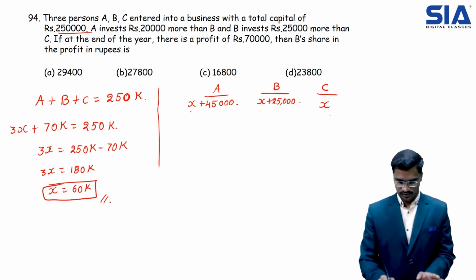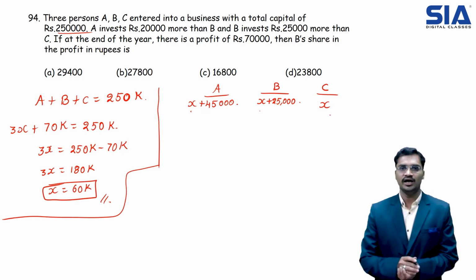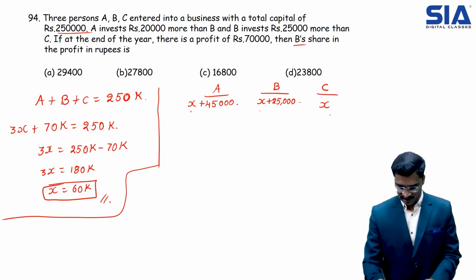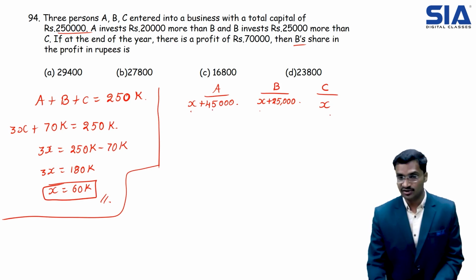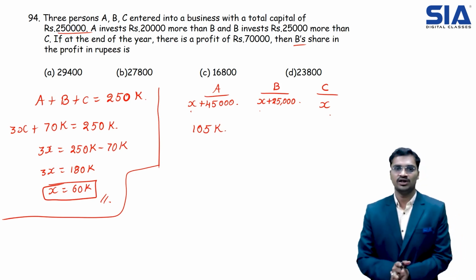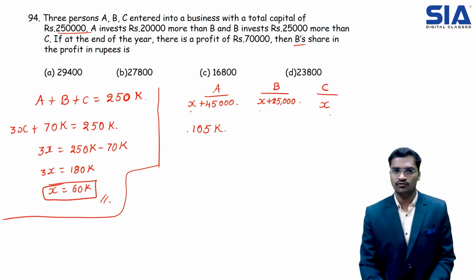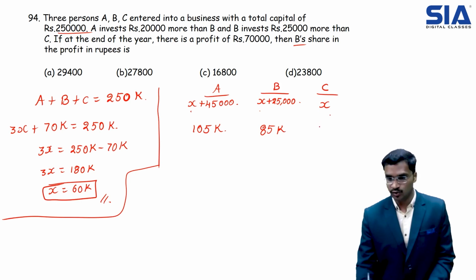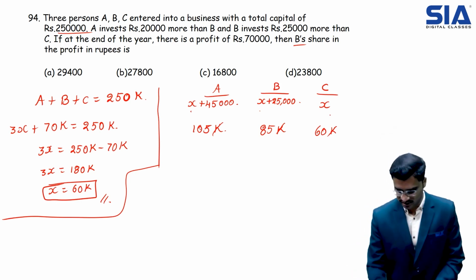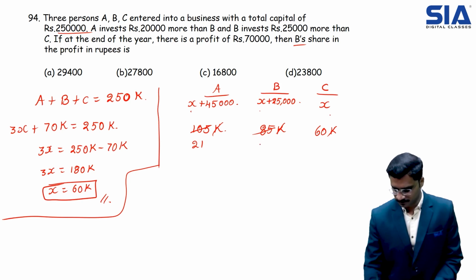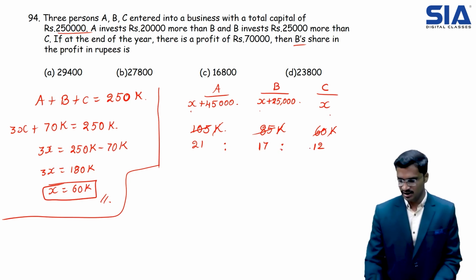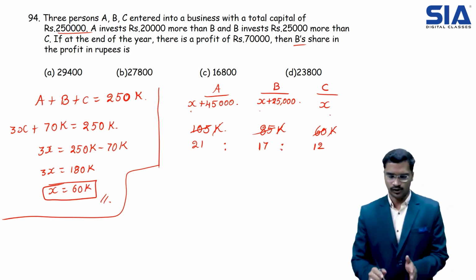Now in this question, we have to find the profit sharing ratio and the share of B. So let us substitute the x value here. 60,000 plus 45,000 is 1,05,000. 60 plus 25 is 85,000, and this is 60,000. So K or 1,000 gets cancelled. 5 2s are 10, 5 1s are 5, 5 1s are 5, 5 7s are 35, 5 12s are 60. So the profit sharing ratio between A, B and C is 21:17:12.